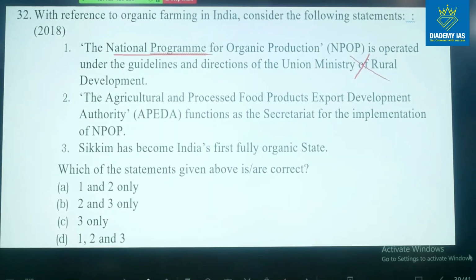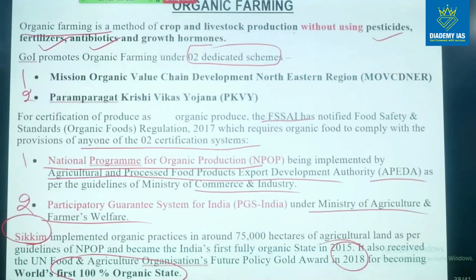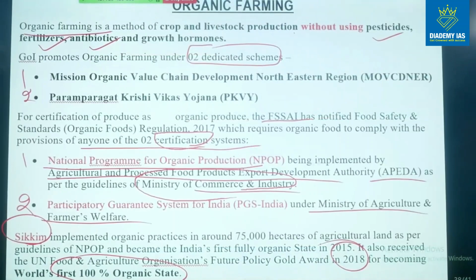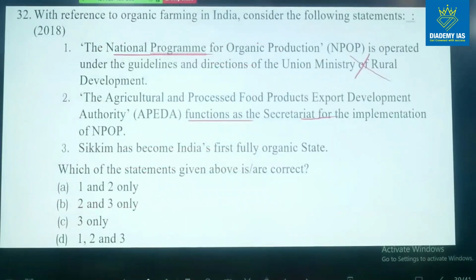So if you know that this National Program for Organic Production is for actually certification, this certification is for sale. Sale will be the work of commerce and industry, है ना, to increase your revenue. So this is under the Ministry of Commerce and Industry. This is functioning as a secretariat. Yes, this is correct. We have already seen that this is being implemented by the APEDA, है ना. So implementation basically means that it is acting as a secretariat or for the operational work. So statement 2 is true. Sikkim is a 100% fully organic state. Yes, this is correct. Answer is option B.